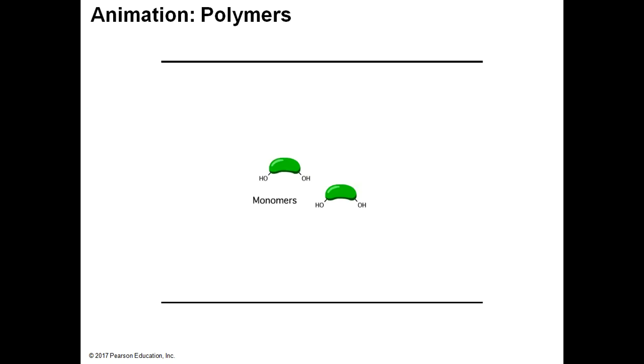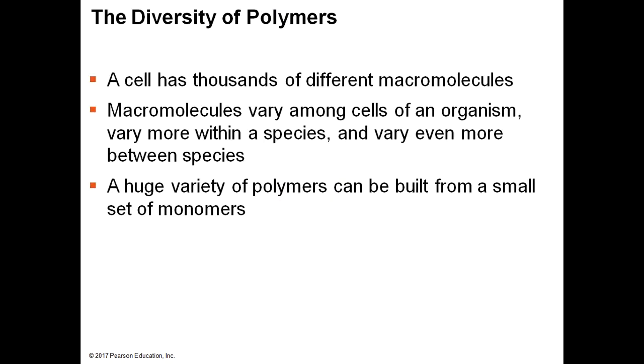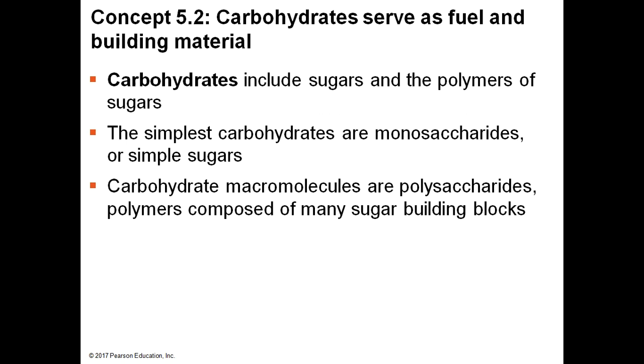Okay. Had to get through that slide here. Here we go. Okay, so a cell has thousands of different macromolecules. Macromolecules vary among cells of an organism. They vary more within a species and vary even more between different species. A huge variety of polymers can be built from a small set of monomers.